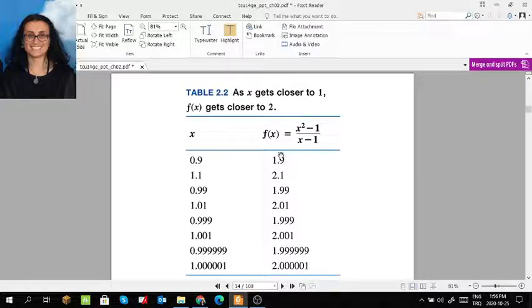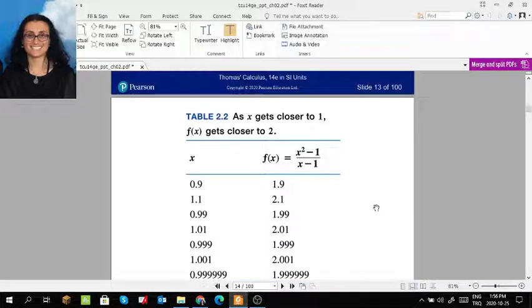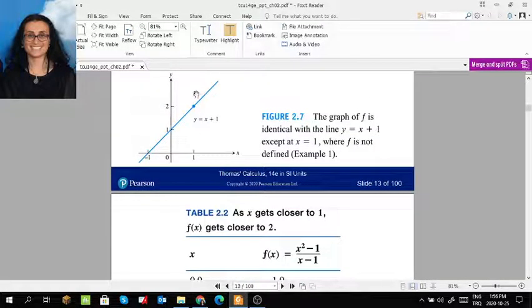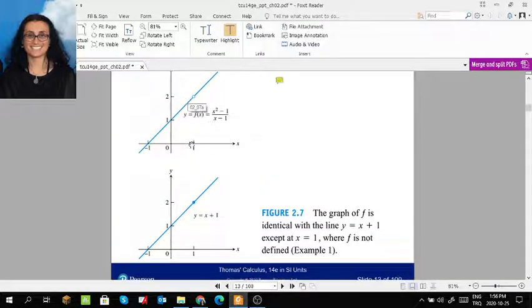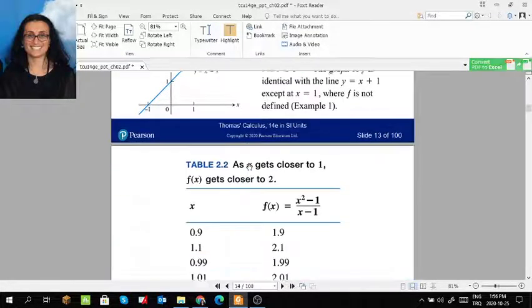Then I want you to look at these values. These values are close to 2, right? 1.999 is close to 2, 2.01 is close to 2, etc. So this is showing us that as x gets closer to 1, f of x gets closer to 2, and this is the same thing in here. As x approaches 1 from the right or left, either way, f of x approaches 2.